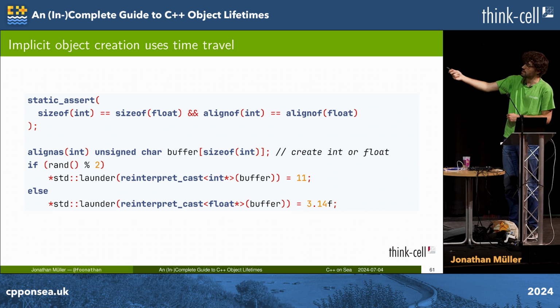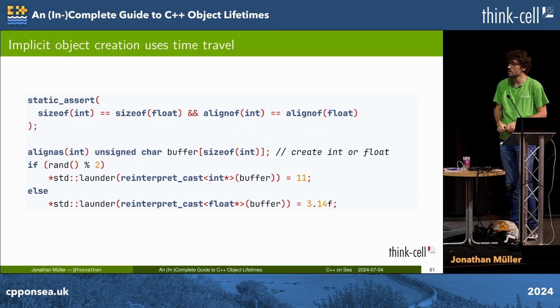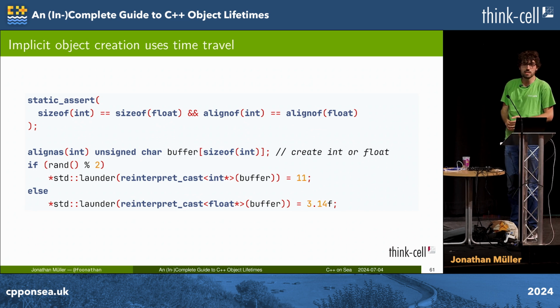And similarly, if we pick the other branch, the implementation travels back in time in order to create a float to make the code well-formed. Now, of course, I'm not a compiler writer, but I don't think time travel is implementable, which means that it's purely a thing in the C++ standard in order to make the semantics well-formed. Because the abstract machine can do time travel to make it well-formed.